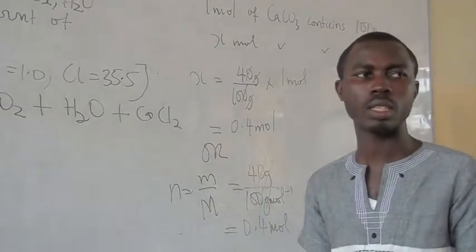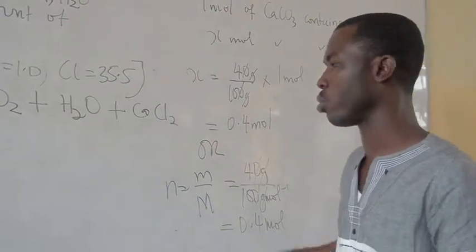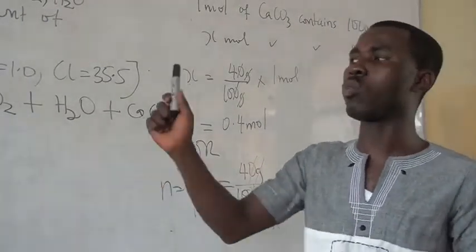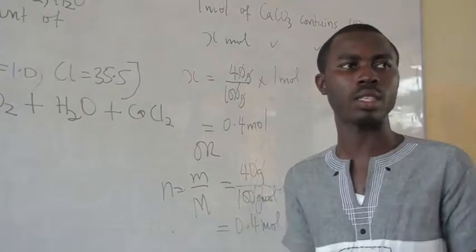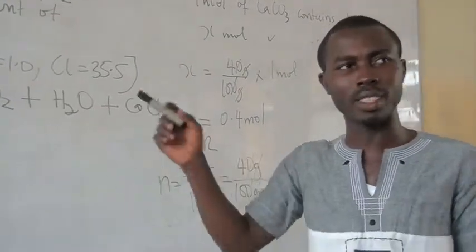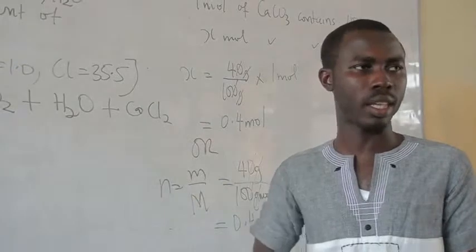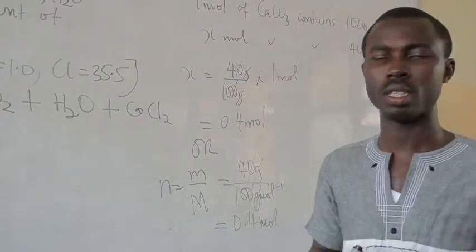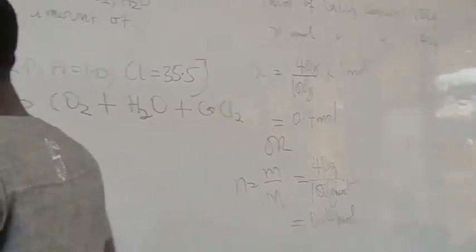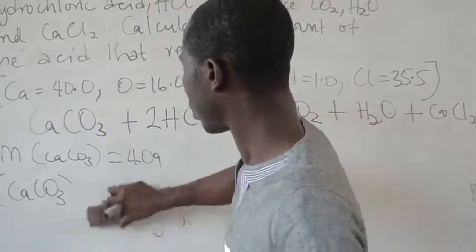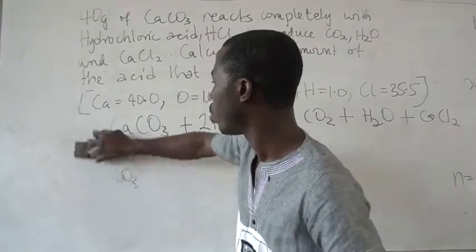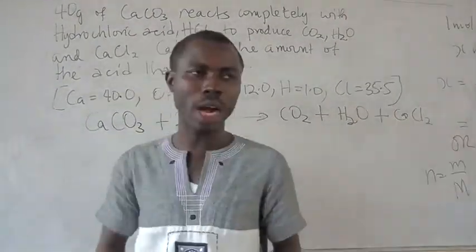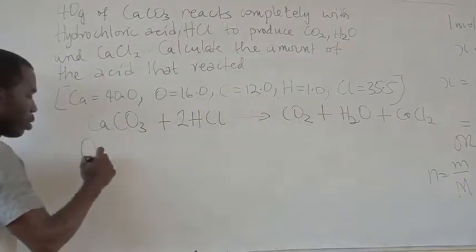Is that okay? So you can use any of the two. Now we know the number of moles of the calcium carbonate. We're using mole ratio to calculate the number of moles of the HCl that reacted. Is that okay? Can we go on? Yes. What is the mole ratio between the calcium carbonate and the HCl? 1:2.